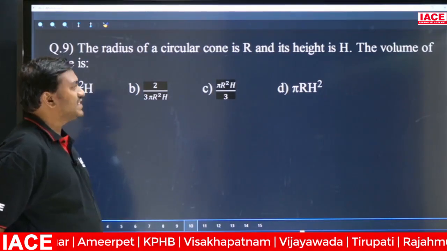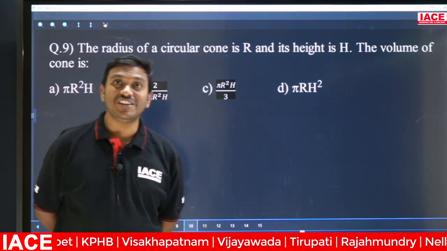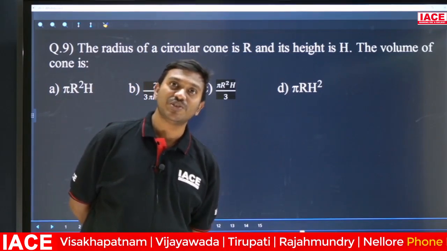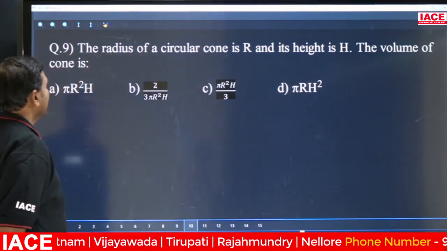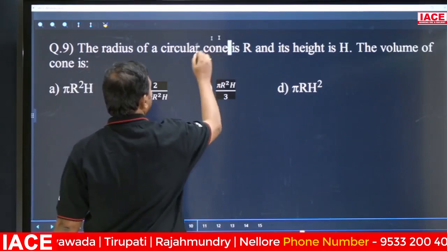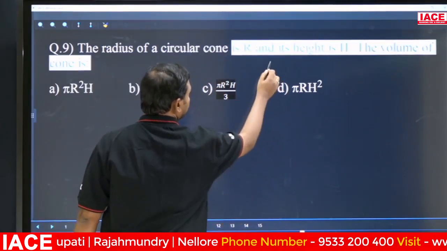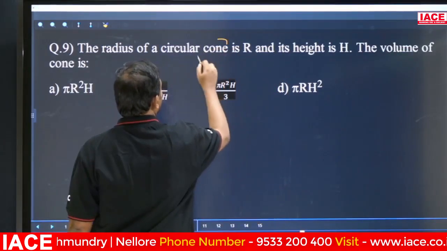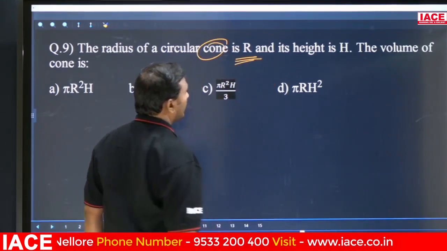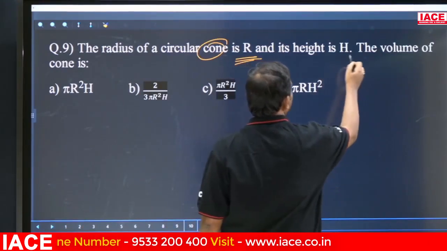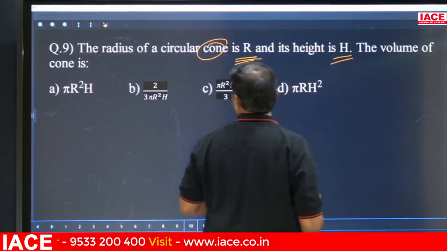The radius of a circular cone. Now the question is related to mensuration. Okay, so this is the question related to mensuration. The radius of a circular cone. So in a cone, the radius is given as capital R, and height is how much? Capital H. Then what is the volume of a cone?